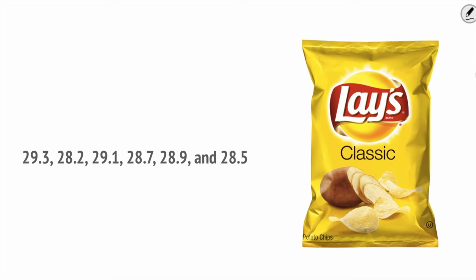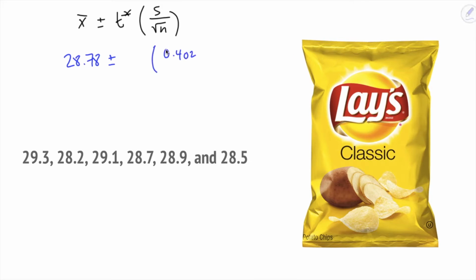Again, just as a reminder, our formula is our statistic, which is x̄, plus or minus critical value t star, times standard error, which is s over square root of n. I'm going to plug in all of my information. x̄ was 28.78, plus or minus the critical value, I'll grab that in a second. s was 0.402, over square root of n, where n was sample size, so 6.